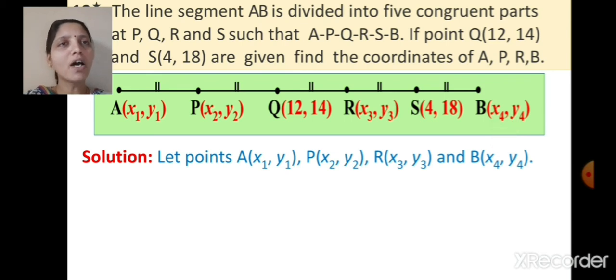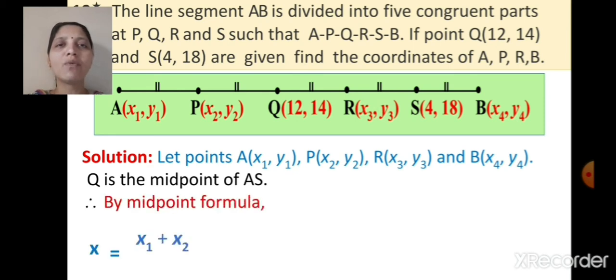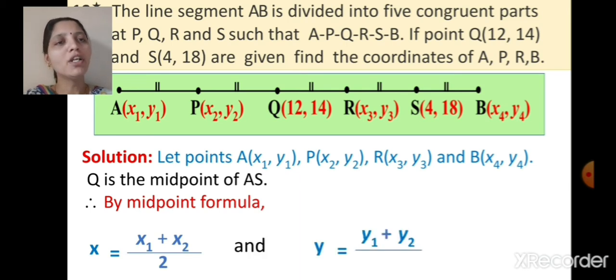Now, if you observe this figure, point Q is the midpoint of segment AS. On both the sides, it has one point between Q and A, and here also you will have one point between Q and S. So Q is the midpoint of segment AS. So by midpoint formula, you can write x is equal to x1 plus x2 upon 2 and y is equal to y1 plus y2 upon 2. Now let's substitute the values in this equation.